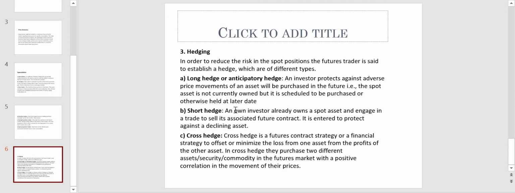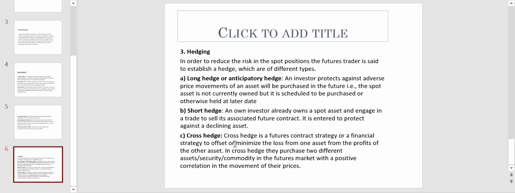Then you have got short hedge. An investor already owns a spot asset and engages in a trade to sell its associated future contract. Here, the investor would have that asset, and he enters that contract to protect against a declining asset. So whenever an investor feels the asset which he owns may decline in future, then he will go for short hedge and protect himself against the declining prices of the asset.